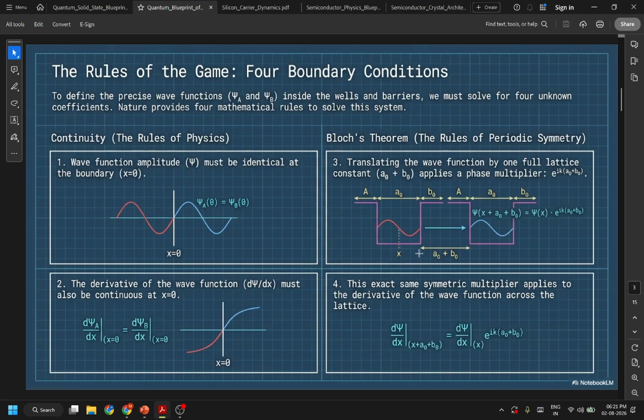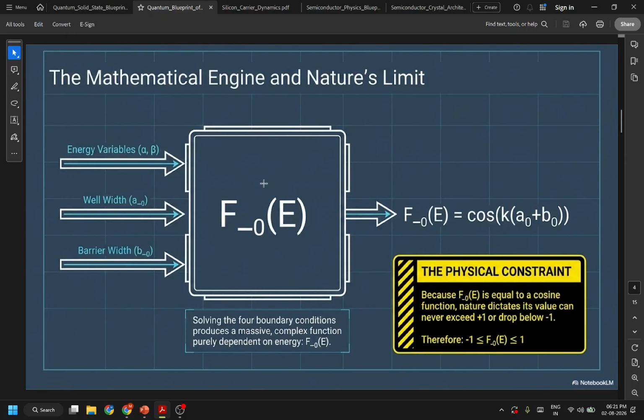Similarly, the derivatives will also have this property. So d psi by dx at x plus a naught plus b naught should be equal to d psi by dx at x, into e to the power iota k (a naught plus b naught). So when you apply all four conditions on the general solutions, what happens is we get the equation f(alpha naught, E) equals cos k (a naught plus b naught).